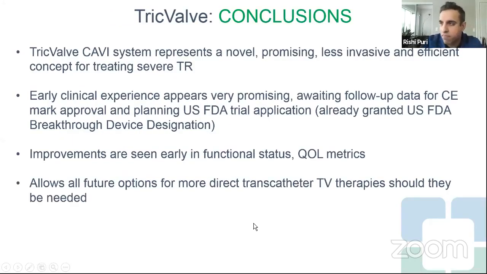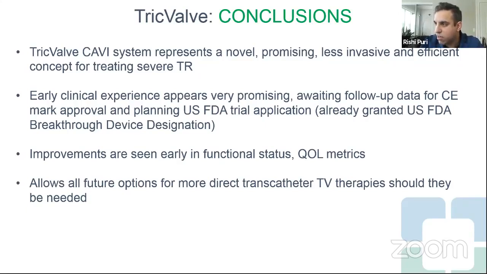So to wrap up, from my perspective, the TricValve Cavi system represents a novel, promising, less invasive and efficient concept for treating severe tricuspid regurgitation. The early clinical experience appears very promising. We are awaiting follow-up data for CE mark approval, and there are plans to bring this device to the US. I can't wait to get my hands on it.